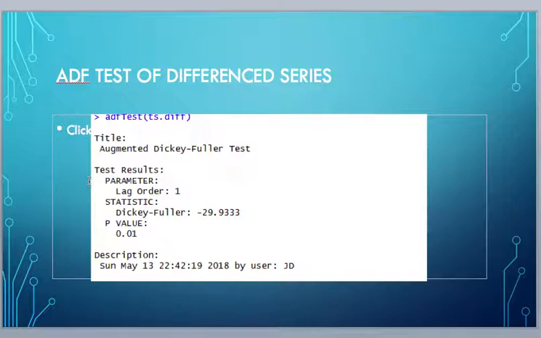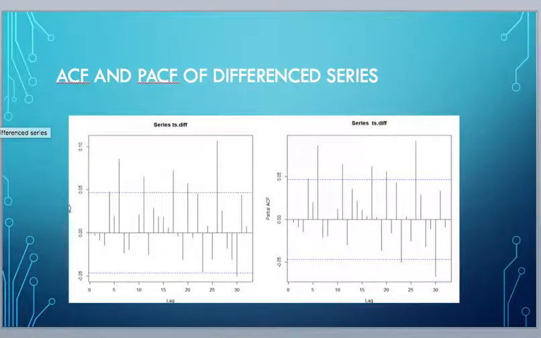Now we did the first differencing, and this is what the ADF test for the differenced series looks like. We get a p-value of 0.01, and the alternative hypothesis is that the series is stationary, so we can definitely reject the null hypothesis in this case. And this is how the ACF and PACF of the differenced series look. Now as we can see, there is significant autocorrelation in the series, and there are very many significant lags in the series.